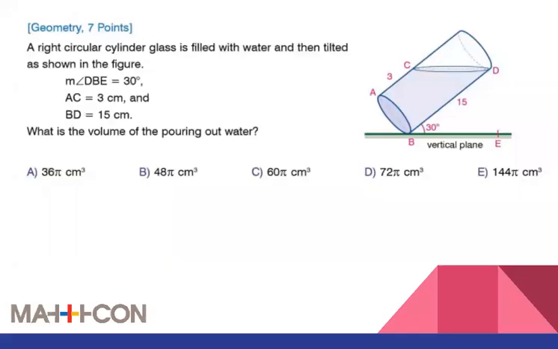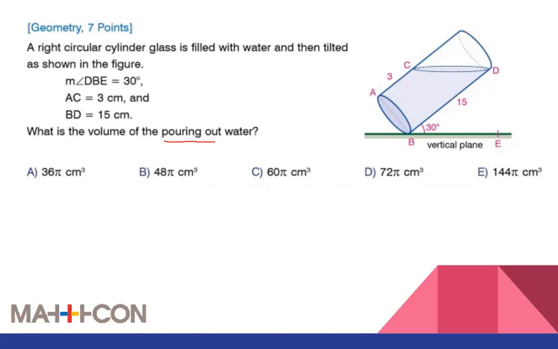Okay, so this is another MathCON problem. This was number 16 on the grade 10 practice one. We have a geometry problem and we are given a cylinder, but it's now tilted as given. Based on this, what we want to find is the volume of the pouring out water, which means we are looking for the missing volume right here.